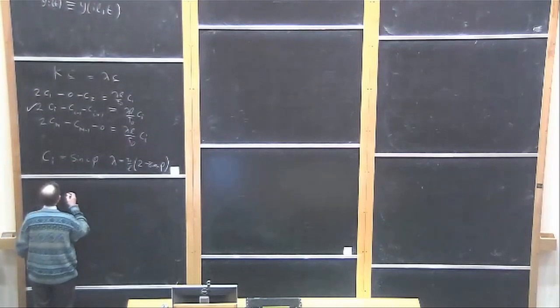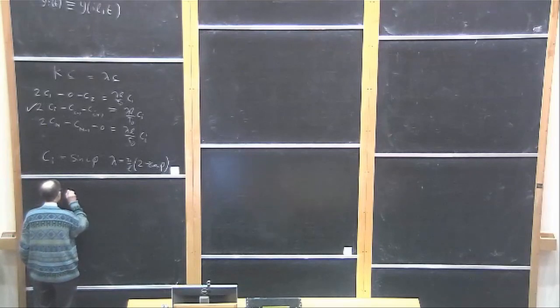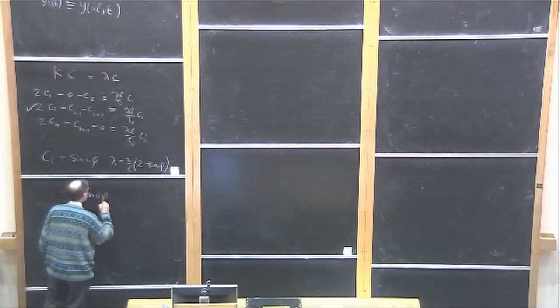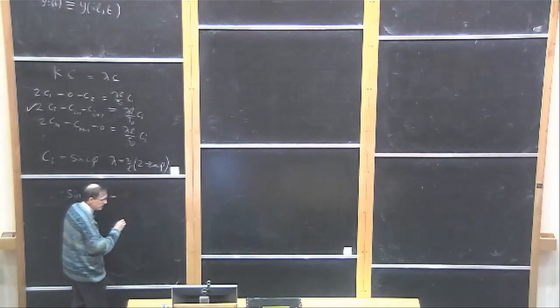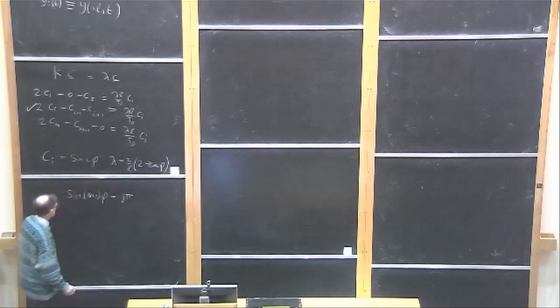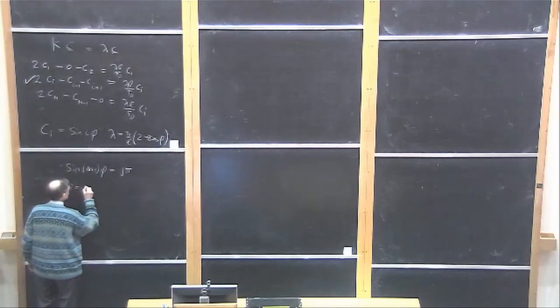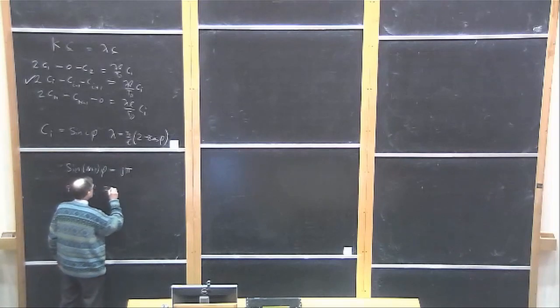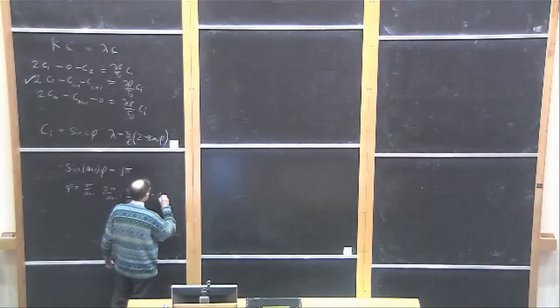So the condition on phi is that sine of (n plus 1) phi equals 0, so (n plus 1) phi equals j pi, where j is the index labeling modes. So we could have phi equals pi over n plus 1, 2 pi over n plus 1, 3 pi over n plus 1, all the way up to n pi over n plus 1.